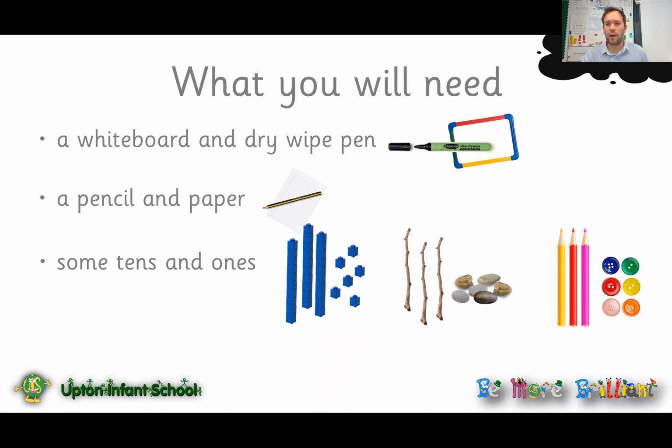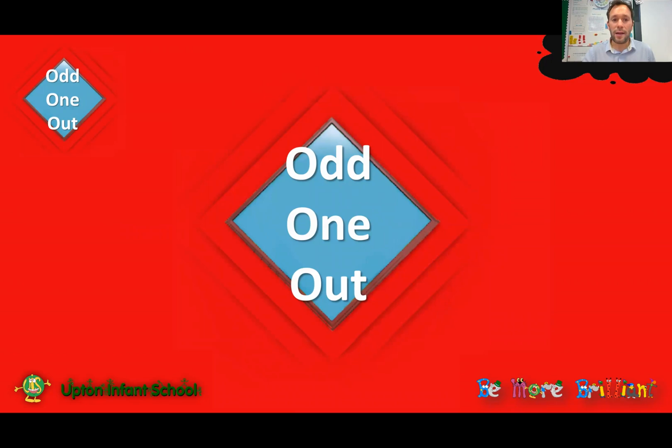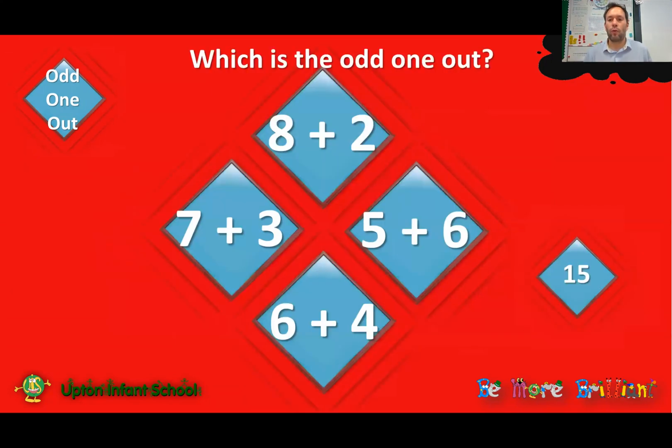Okay, shall we see what game we're going to play today in Mr. Williams's House of Games? Okay, so today's game is called Odd One Out. And you are going to see 4 different number sentences, 4 different calculations, and 3 of them will have the same answer. 1 of them will have a different answer. 1 is the odd one out.